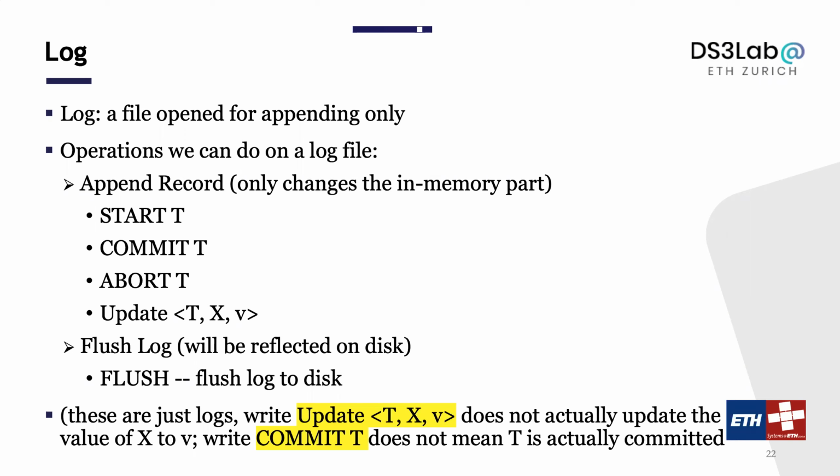But do not take that for granted. Just because there's a commit T in the in-memory part of your log file doesn't mean the transaction is committed. There's a difference between what actually happened, what is in the in-memory part of the log, and what is in the on-disk version of the log. There's a very delicate relationship between all of this. So do not take it for granted that if there's a commit T, it might be committed. It doesn't work that way.